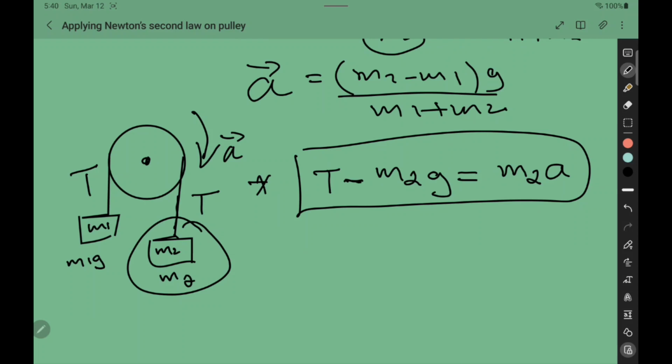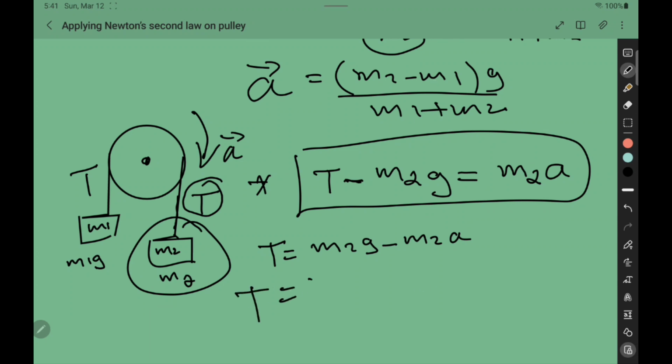When you subtract the weight from this tension, you get the mass m2 times acceleration. Now we have an expression for the acceleration above, and so the tension is going to be how much? Mass m2 times gravity minus mass m2 times acceleration. But the acceleration is (m2 minus m1) over (m1 plus m2) times g.